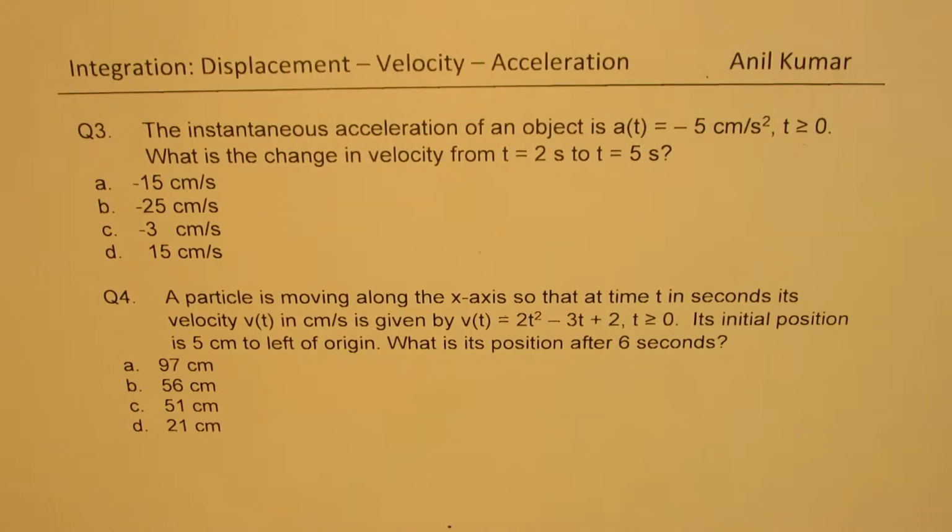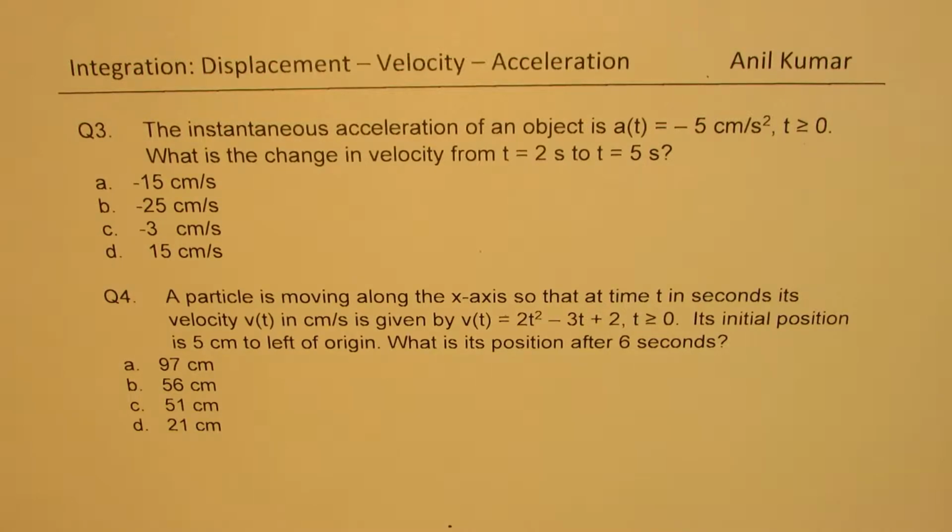Question number 3. The instantaneous acceleration of an object is a of t equals minus 5 centimeters per second square, where t is greater than or equal to 0. What is the change in velocity from t equals 2 seconds to t equals 5 seconds?